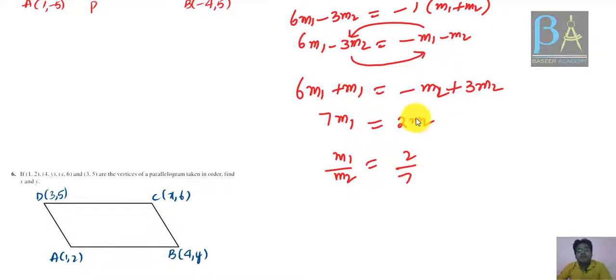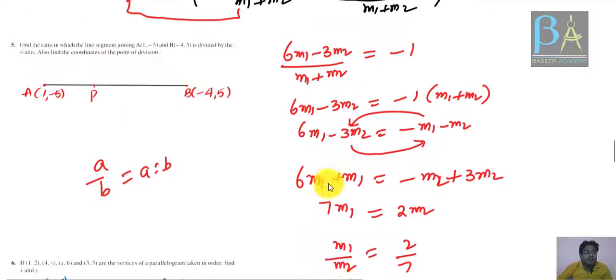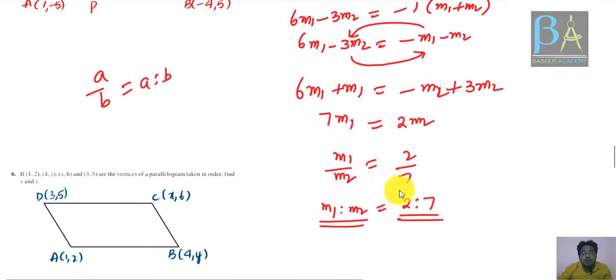m2 was multiplying on the right hand side, so it is dividing on the left hand side, and then 7 was multiplying on the left hand side, so it is dividing on the right hand side. So I get the ratio m1 is to m2 as 2 is to 7. Obviously m1 by m2, you can write it as m1 is to m2. I hope you know this. a by b, you can write it as a is to b, right? In a similar manner, m1 by m2 is nothing but m1 is to m2. 2 by 7 is nothing but 2 is to 7. So the ratio is 2 is to 7. The ratio in which the point P (-1, 6) is dividing this line segment is 2 is to 7.